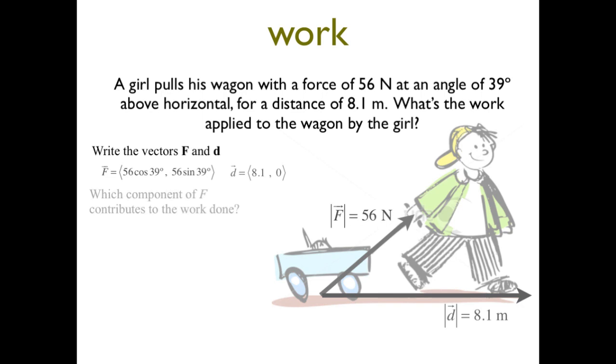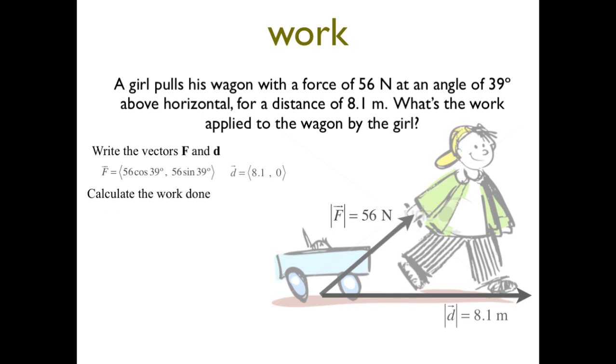So which component of F contributes to the work done? The horizontal. The vertical is pulling up on the wagon and has nothing to do with the horizontal work. It's pulling up, gravity's pulling back down, those balance out. So all that's contributing to the work is the horizontal component.